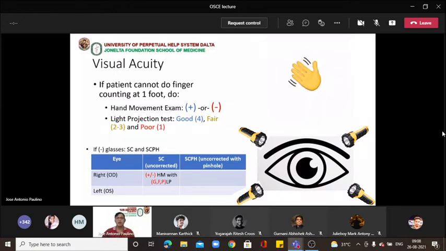If the patient is able to identify the 4 quadrants properly, we score it as good light projection. If the patient can only identify 2 to 3 quadrants properly, then that is fair. But if the patient can only consistently identify one area, that is poor. So if you see here, the test results would be plus or minus hand movement with good, fair, or poor light projection.